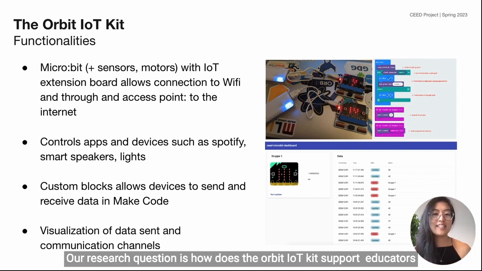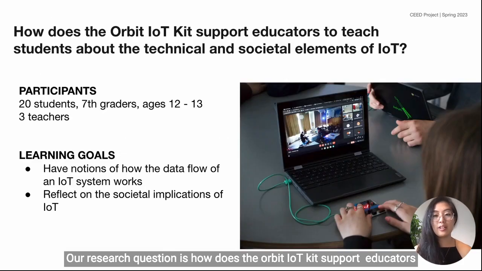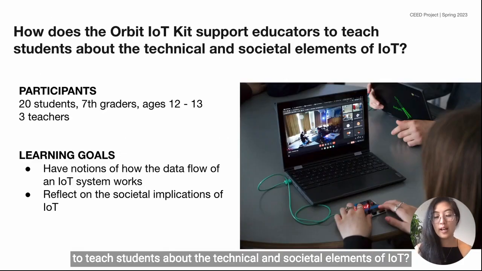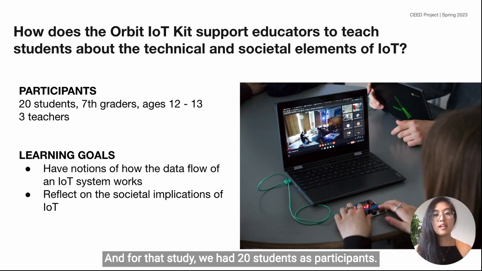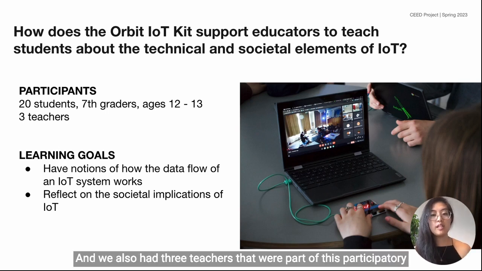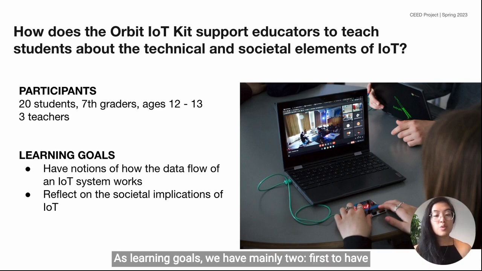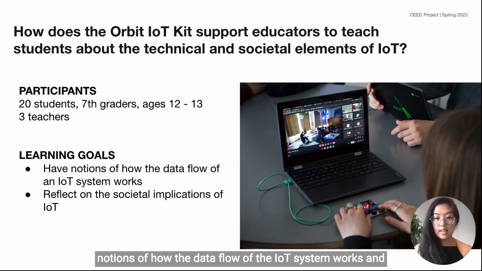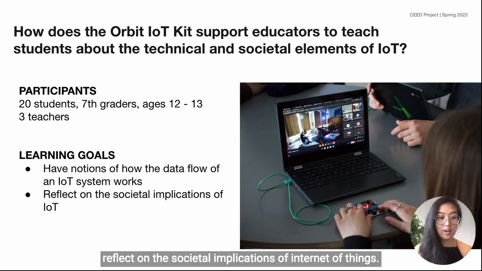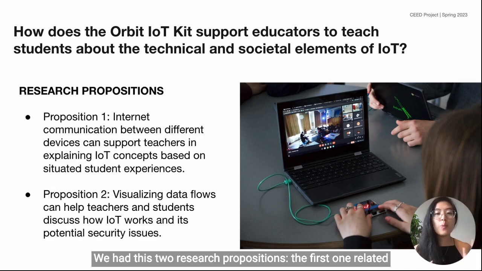Our research question is, how does the Orbit IoT Kit support educators to teach students about the technical and societal elements of IoT? For that study, we had 20 students as participants. They were 7th graders, ages 12 and 13. And we also had 3 teachers that were part of this participatory design process in which we were designing the activities with them. As learning goals, we have mainly 2. First, to have notions of how the data flow of an IoT system works, and to reflect on the societal implications of the Internet of Things.